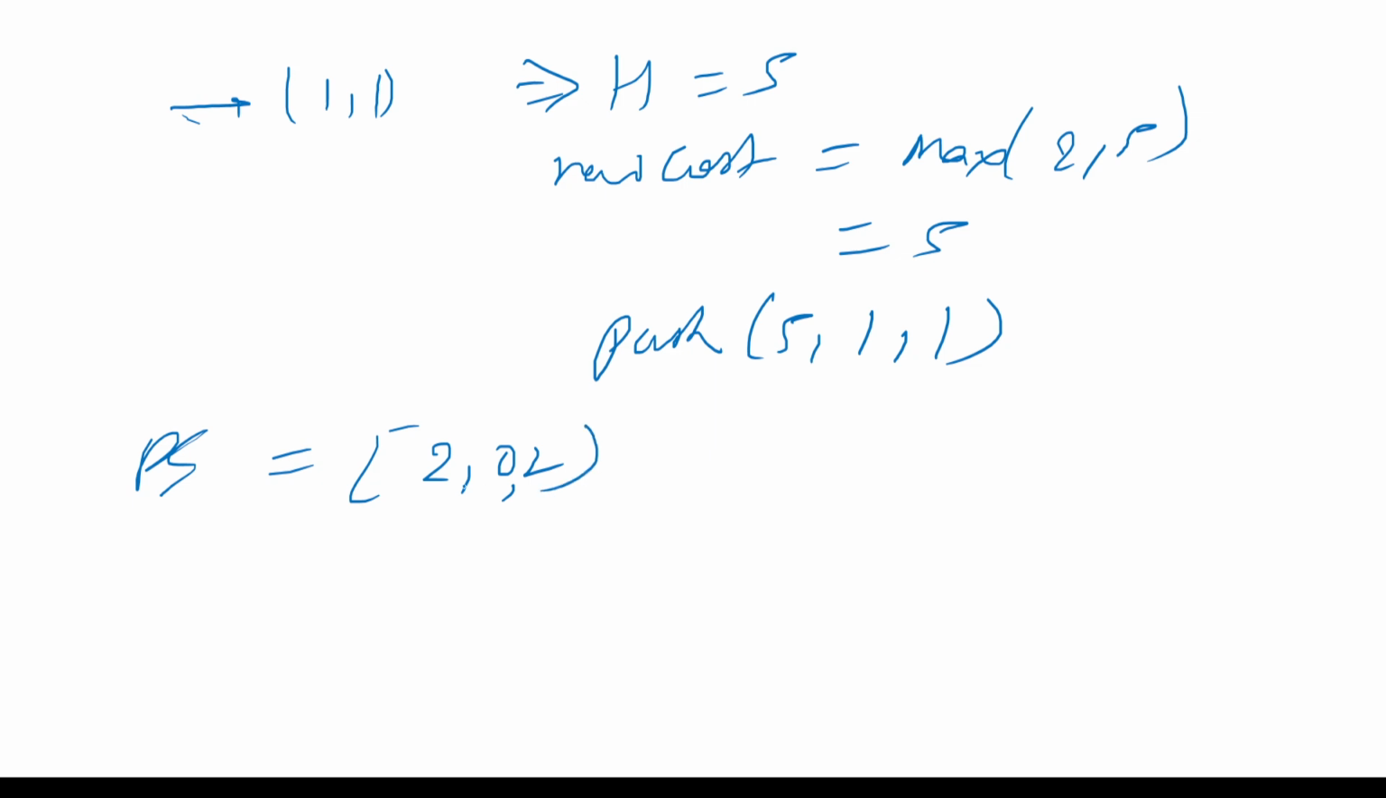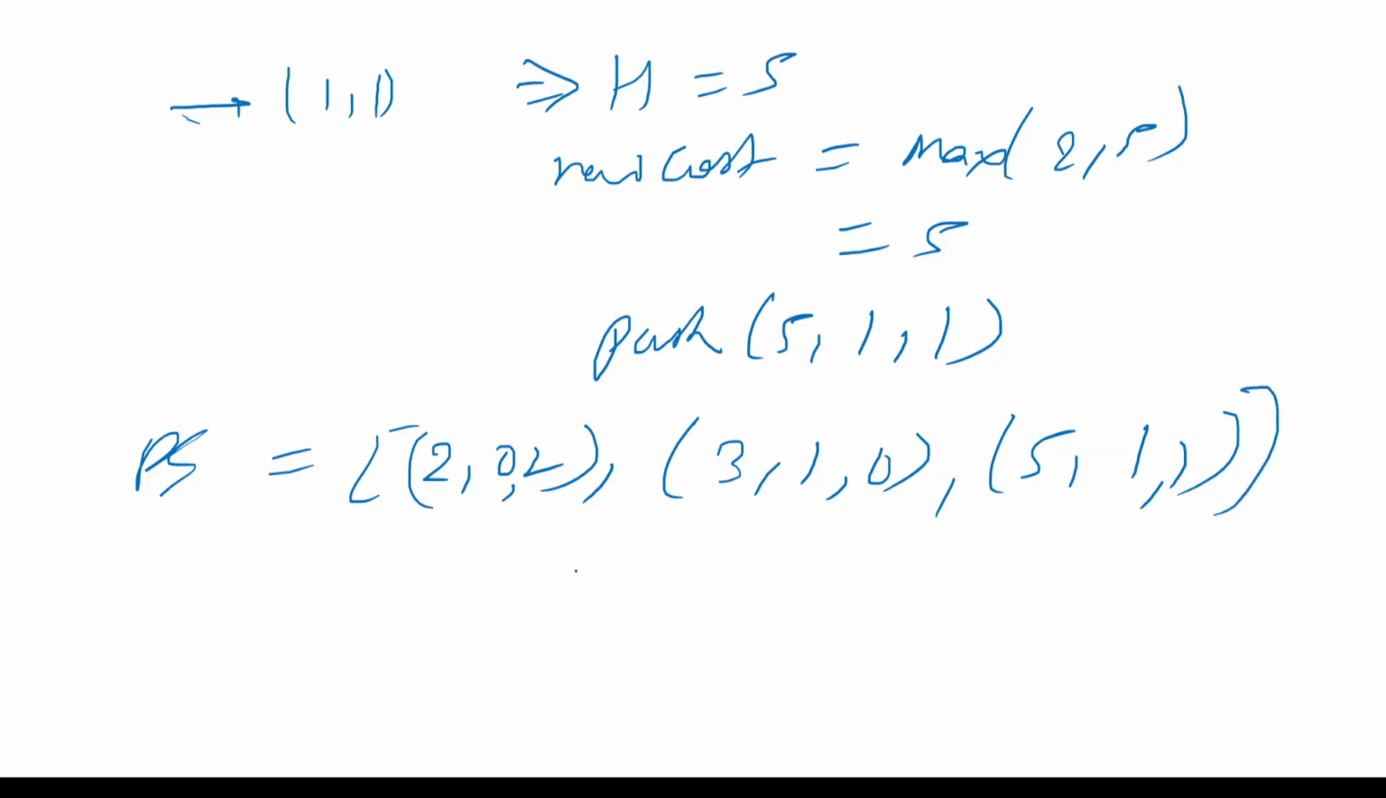202. Then we have 310, and now it came 511. Okay. So this is our priority queue. We have already marked visited is 00 and 01.